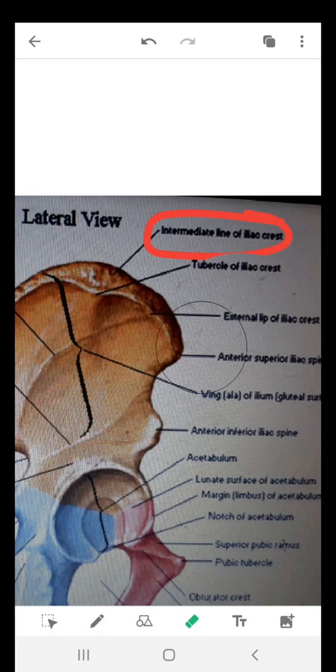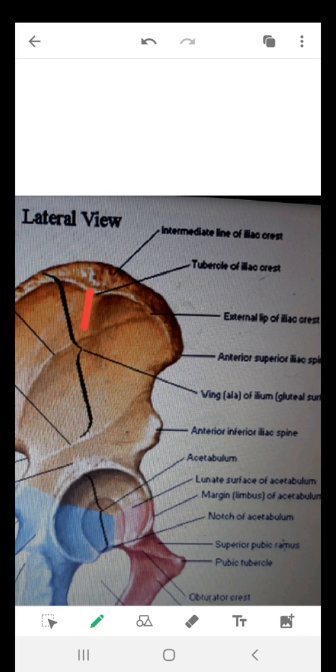Now look, there's something else interesting about the iliac crest. It has something that looks like a tubercle. This tubercle is called the tubercle of the iliac crest. So let's draw a line here and call it the tubercle of the iliac crest.